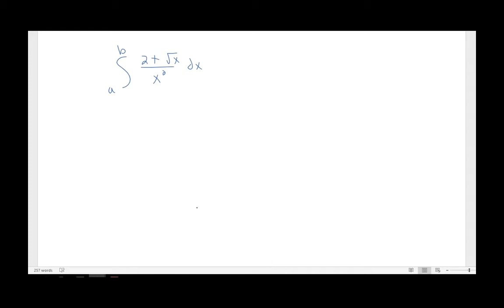The way I like to think about this is I like to split up this integrand. So I like to think of 2 over x squared plus root x over x squared. Now, 2 over x squared, I can write as 2x to the -2 power, and then I can use the power rule by adding 1 to the exponent and multiplying by its reciprocal, and we'll deal with that in a second. Now, what I need to do here is divide like bases and subtract exponents.